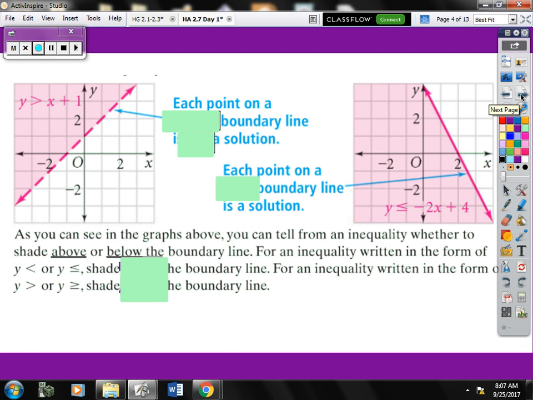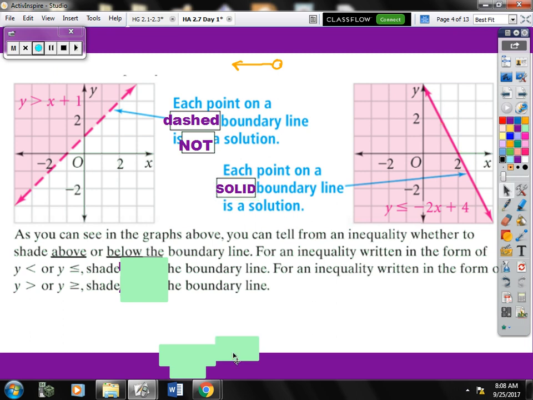So notice on the left, we have a dashed line. If a point were to fall on the boundary line, if it's dashed, it actually is not considered a solution. Just like when we graphed a single inequality on a number line where we put an open circle and shaded left, that number wasn't included. The same thing goes with the dashed line. If you have a solid boundary line, that means that each point on the solid line is a solution.